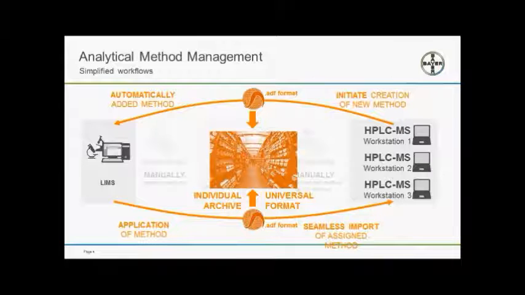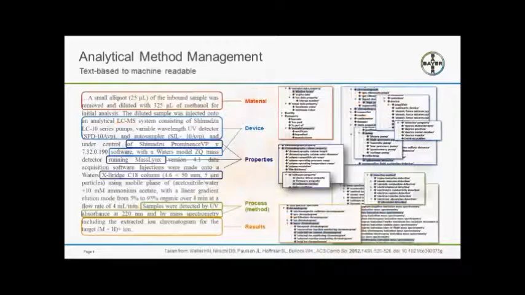And at the end of the workflow, when you generate the data, you want to archive that. So the idea is also storing the actual raw data in the same ADF file, so that you have a compiled overview of the complete method with all parameters and the actual raw data in one file, and then can handle it in your archive. So how did we approach that?